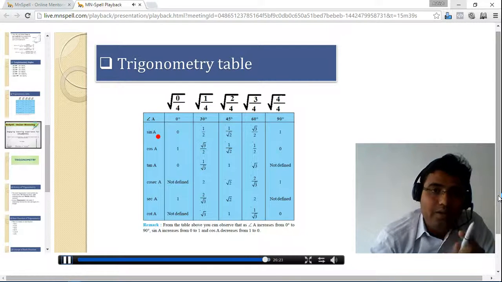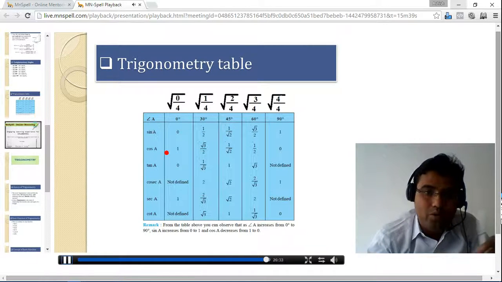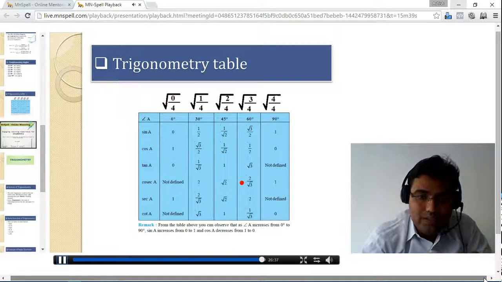So friends, we have seen the trigonometric table, and just notice that when we increase the angle from sin 0 to sin 90, the value of sine is increasing, and when we increase the angle in cos A, the value of that will be decreasing. Just notice that.